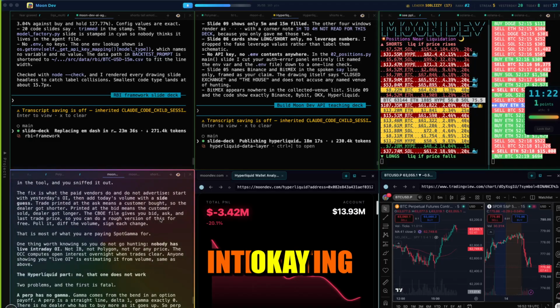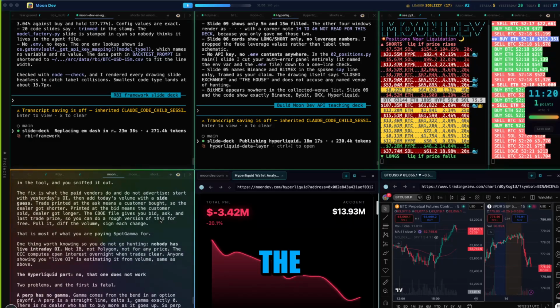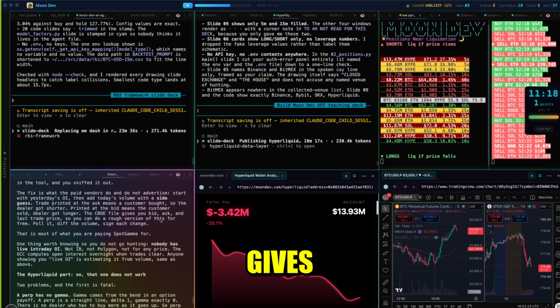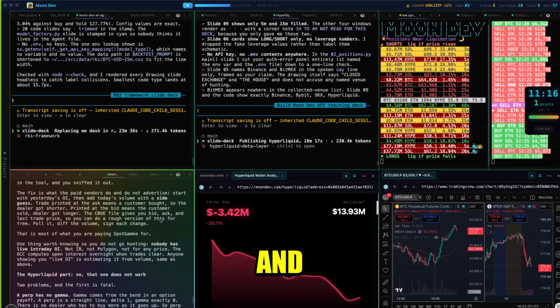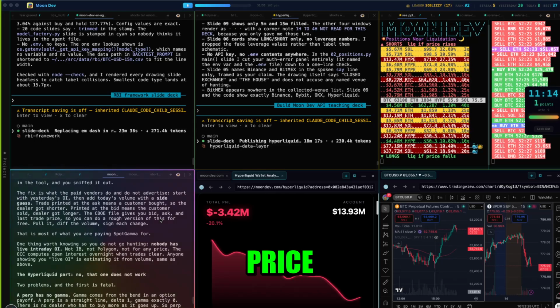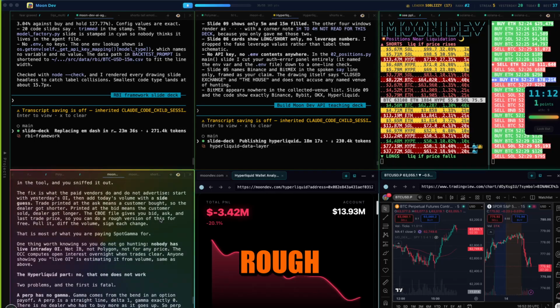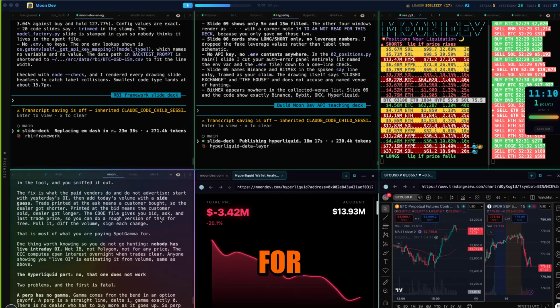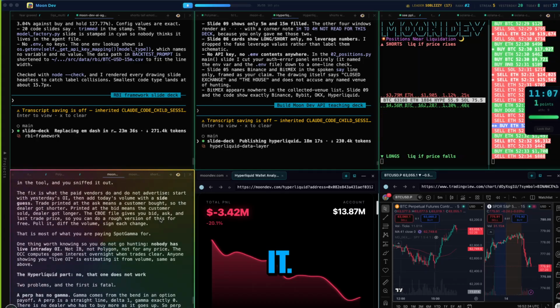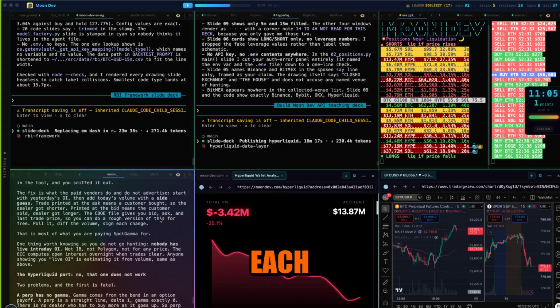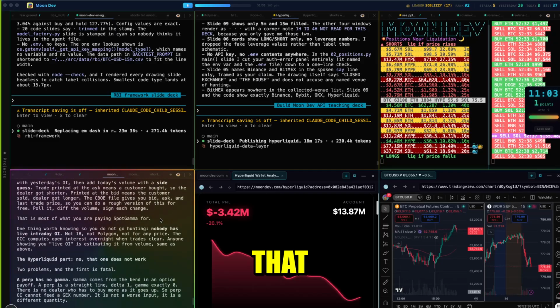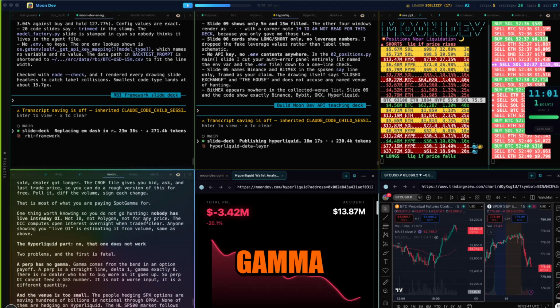Okay, this is actually really interesting, dude. The CBOE file gives you bid, ask, and last trade price. So you can go through a rough version of this for free. Pull it, diff the volume, sign each change. That is most of what you're paying for a spot gamma for.